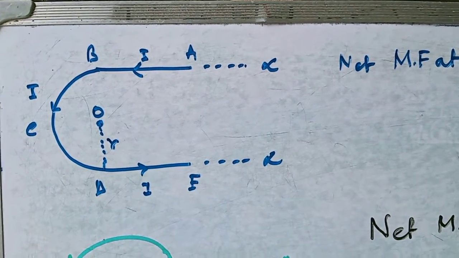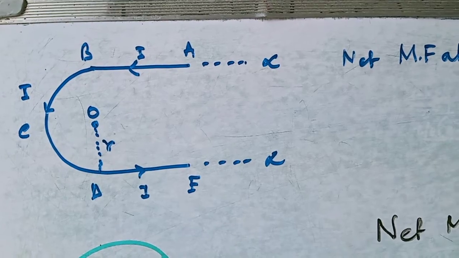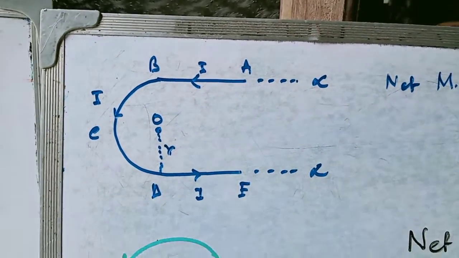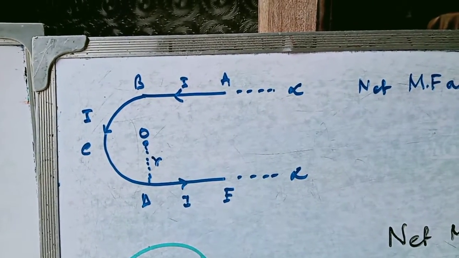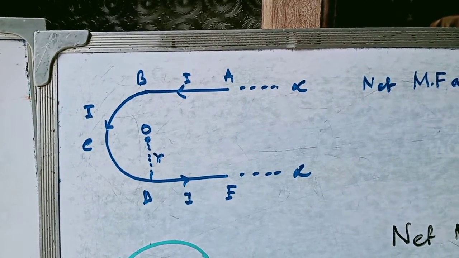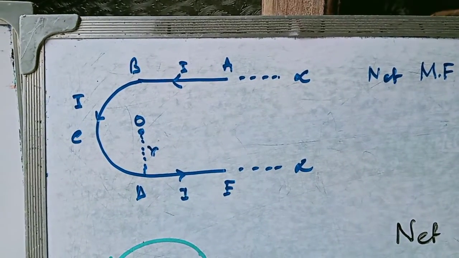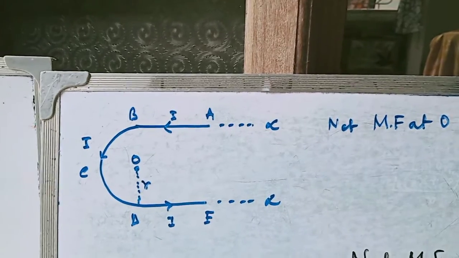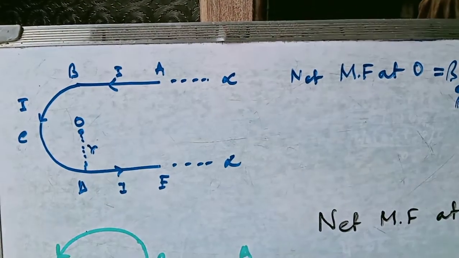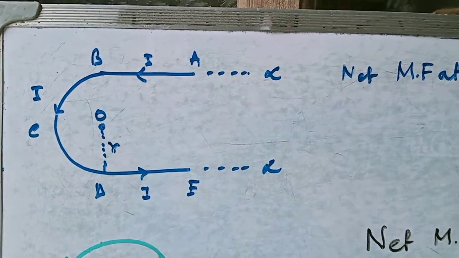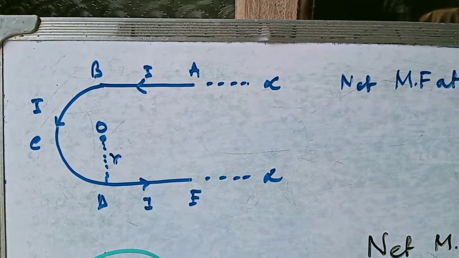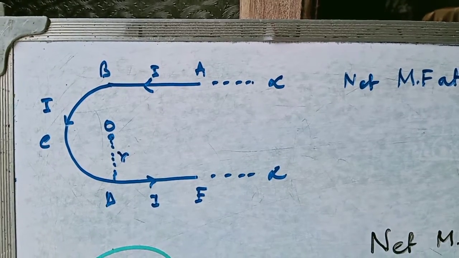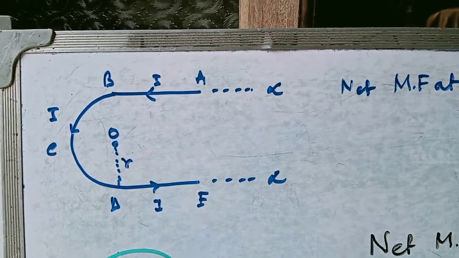Here we have to calculate the magnetic field due to a current carrying conductor bent into a circular arc having infinite linear extension. That is, AB and DE go to infinity, and the arc is BCD. Now we are going to calculate the net magnetic field at O. So the net magnetic field at O, that means the center, will be equal to the magnetic field produced by the linear extension AB, due to the arc BCD and due to the linear extension DE.